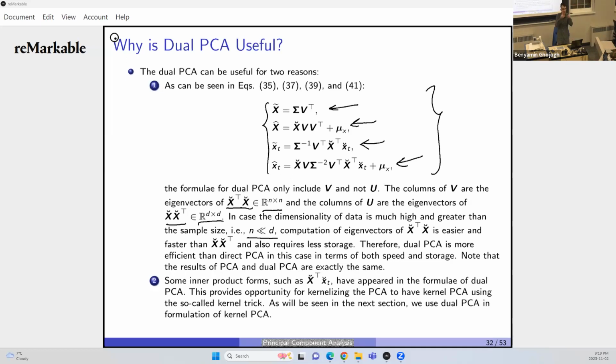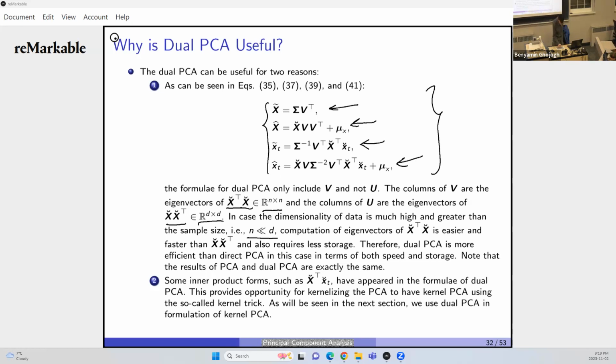Now consider a facial image data set. Apply direct PCA. I have done it. Even with small facial images, not too big, it takes 5 minutes. Apply dual PCA, it takes 3 seconds. This is the difference. And there is another reason why dual PCA can be useful.